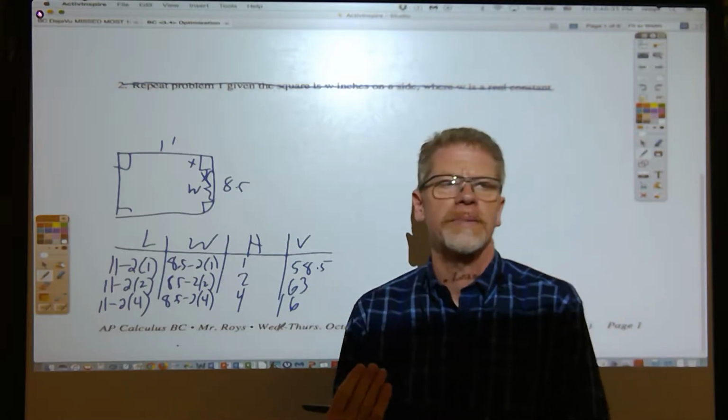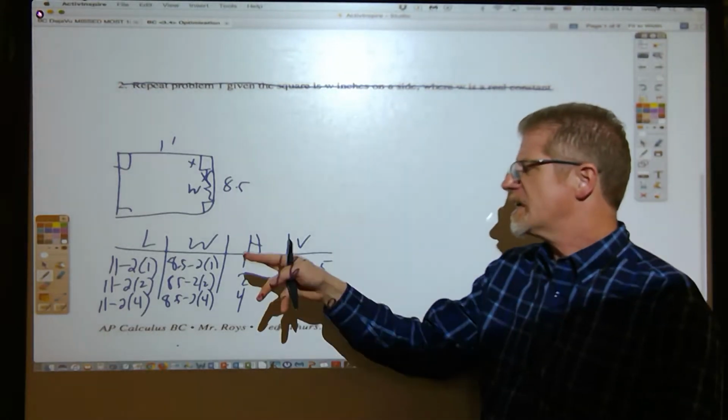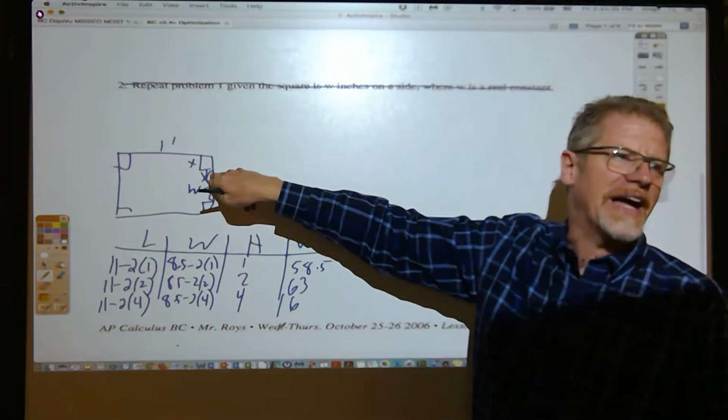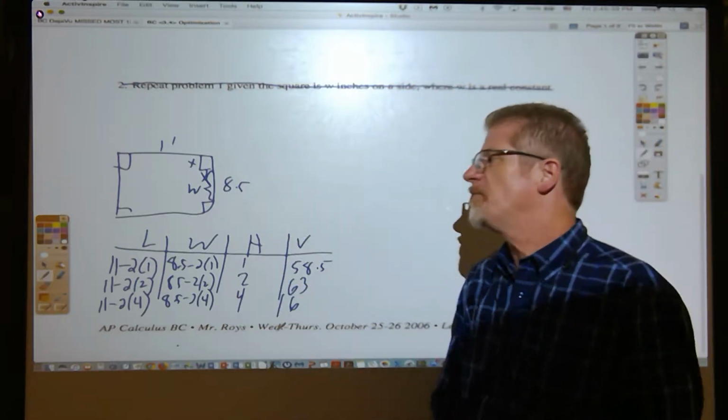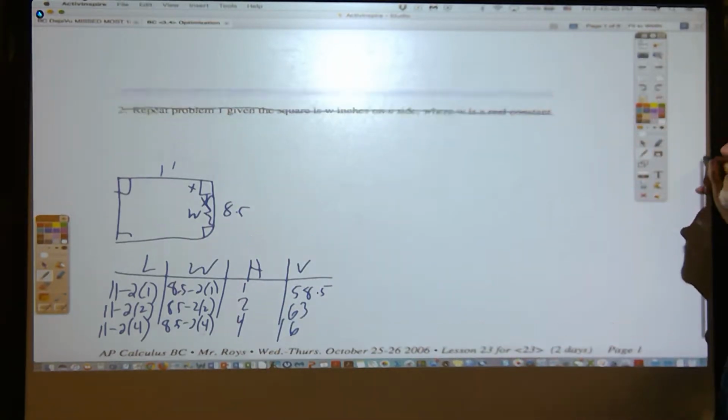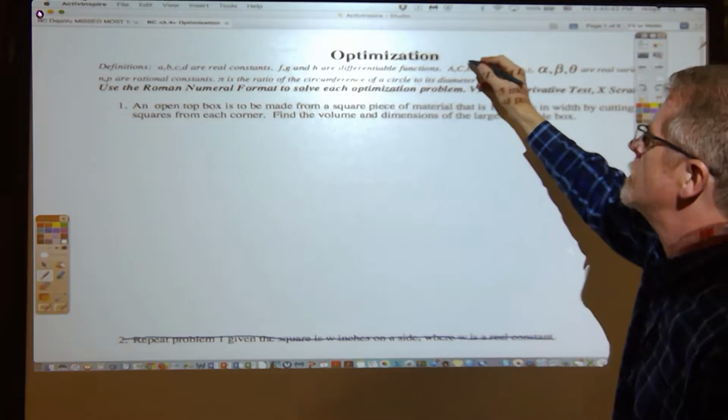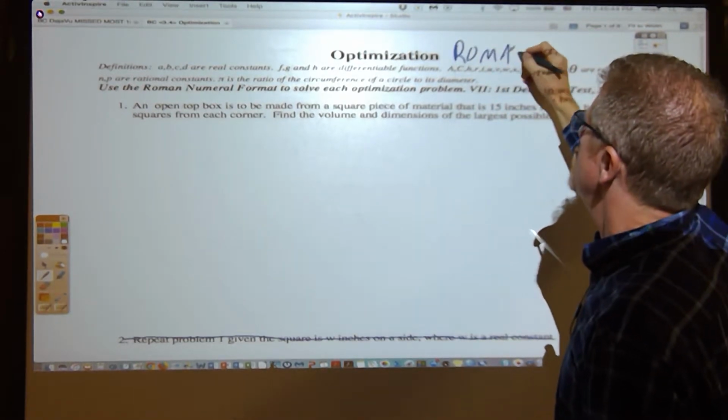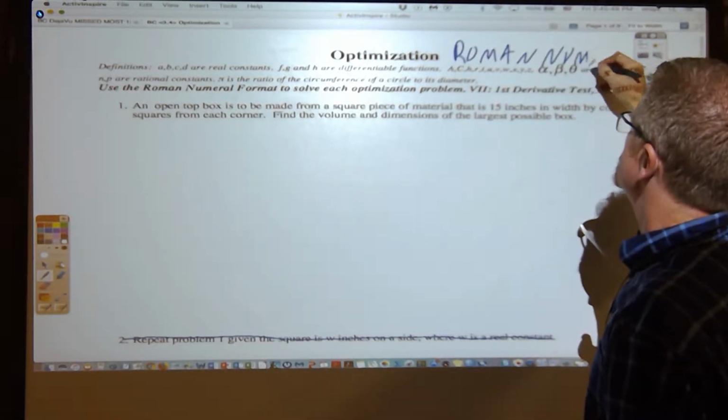If I want to optimize the volume, there's got to be some ideal value of x that will give me a maximum volume. Let's do, for the first time, an optimization problem using Roman numeral optimization.